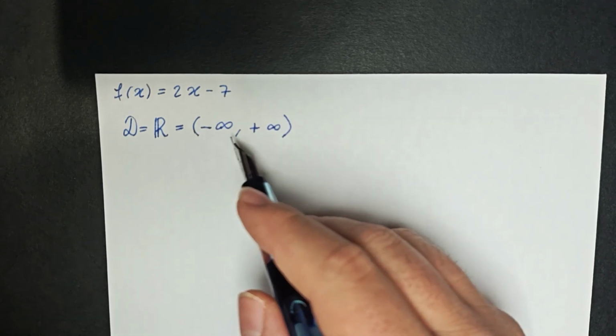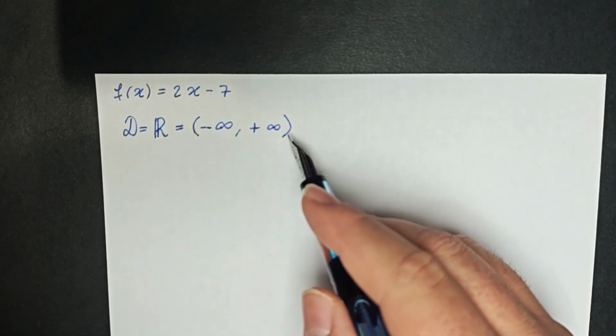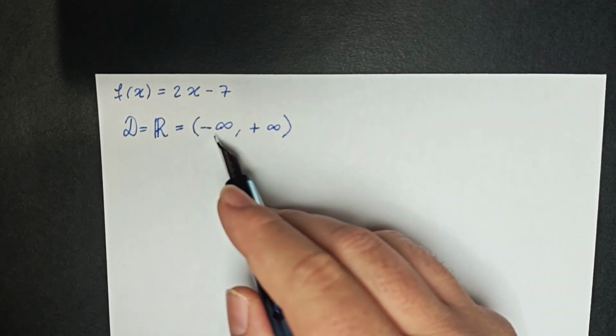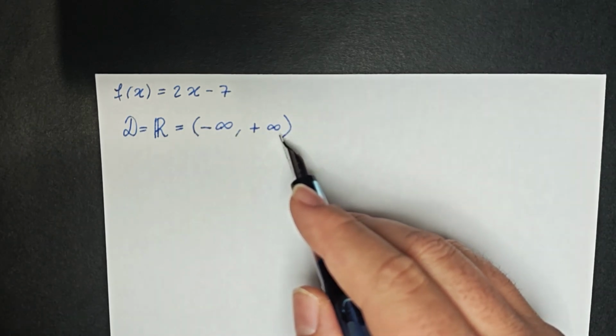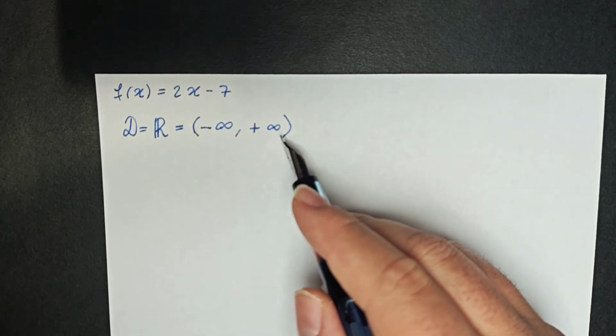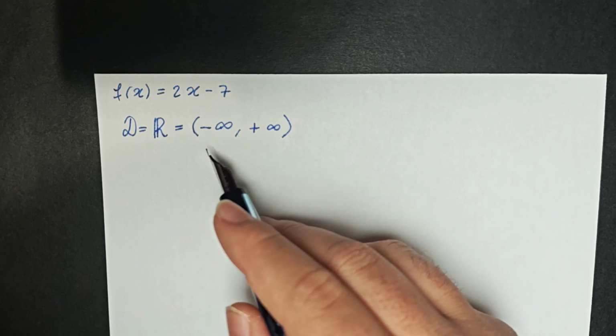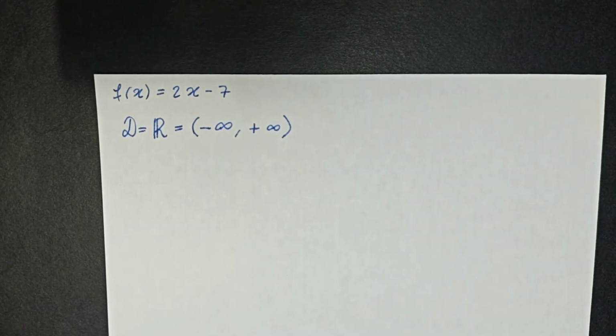Notice here that at the end of this interval we are using parentheses. That means that the dots negative infinity and positive infinity are not included in that set. Only the finite values are included in this set. In every single case in which you have a linear function like the one we are talking about in this example, the domain is an entire set of real numbers.